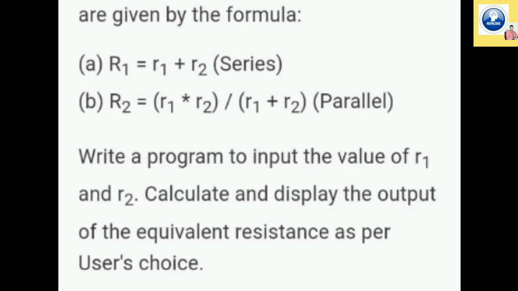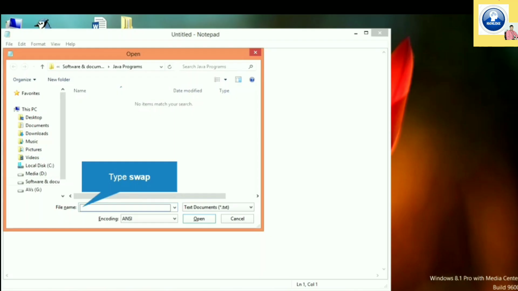Let's see. For finding out the series connection, the resistance formula is you have to add both resistance R1 plus R2. And if you have to find out the parallel connection's resistance, you have to multiply resistance 1 and 2 and you have to add it, and the product will be divided by the sum. So we are going to see a program based on this.